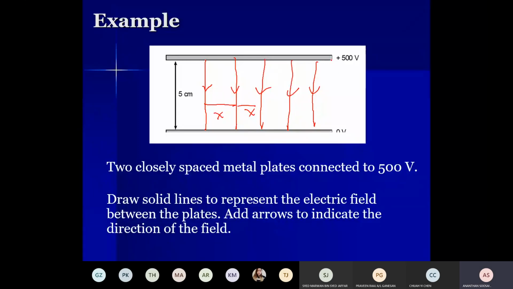Sometimes at the edge, the field line will be slightly curved, only at the edge. Because when the field line comes up from the edge, it has to be perpendicular to the surface, so it has to curve and come down. But if you never draw the curved one, you won't lose marks. The important part is the parallel lines in between.